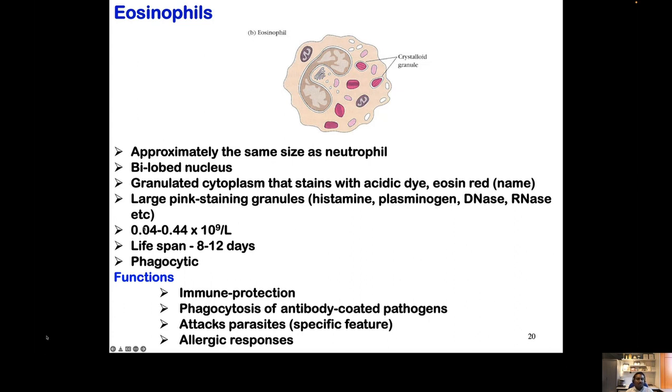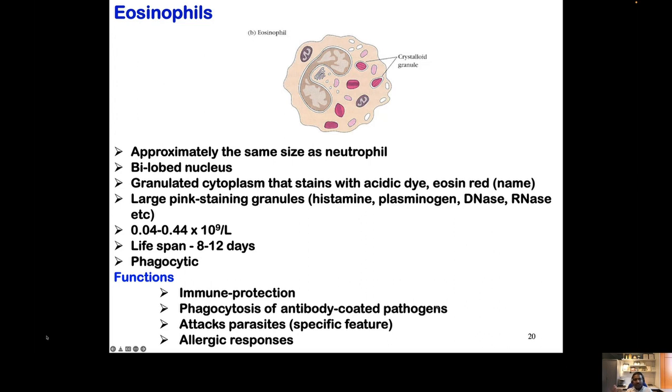How many cells are there? It's around 0.04 to 0.44 times 10 to the 9 cells per liter of blood. They are a really small population. We talked about before, 1 to 4% of the cells. What's the lifespan of these cells? It will be around 8 to 12 days. Again, they are going to do the phagocytic function. The main functions are providing immunoprotection and phagocytosis of antibody-coated pathogens.